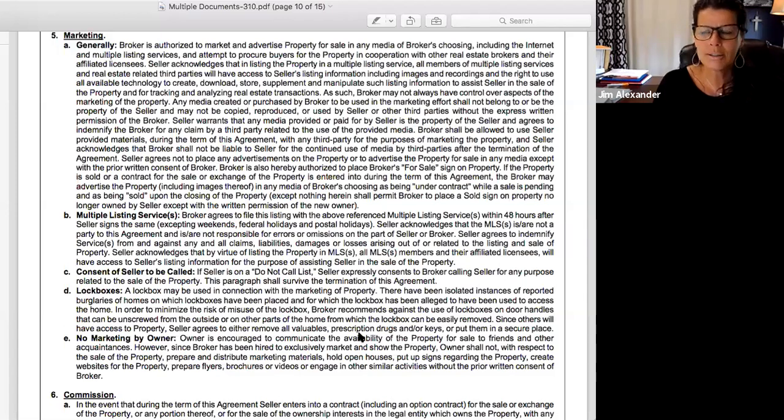Some sellers will only want to put the lock box out when they know there's going to be a showing, so they like to set it outside. But how safe is that? Somebody can run off with the lock box and they've got access to your house once they crack the lock box open. So I always warn against that strategy.